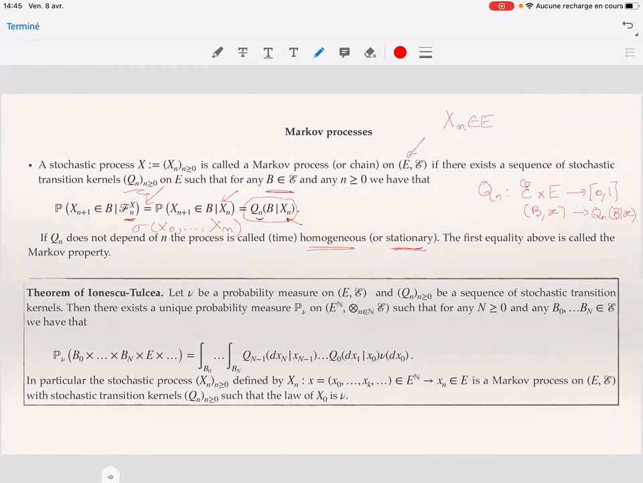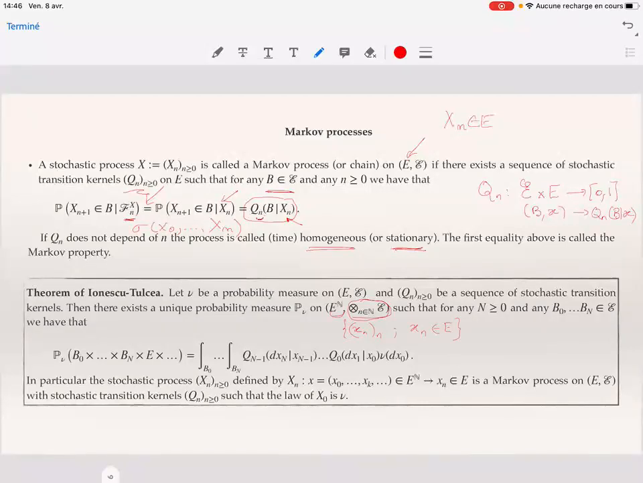And the answer is yes, and in fact, it is provided by a theorem, but I will not prove this theorem. It is a theorem that maybe you saw in the past, a purely measure theory theorem. If you fix a probability measure nu on your state space E and a sequence Qn of stochastic kernels, then we claim that there exists a unique probability measure P nu on E to the power N, the set of sequences with values in E, which you equip with the product sigma field.